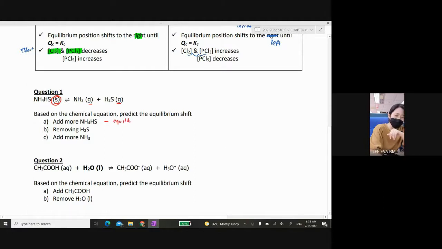Boleh catat dalam awak punya nota. Equilibrium position remains unchanged. If you want to explain, because NH4HS is a solid and has constant concentration. Constant concentration is the key words when you're having the phase of solid or liquid. Do you get the idea?